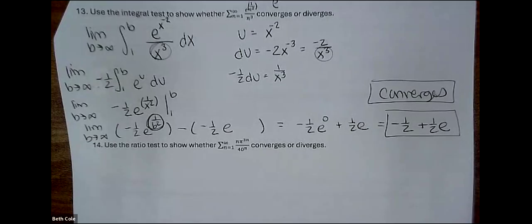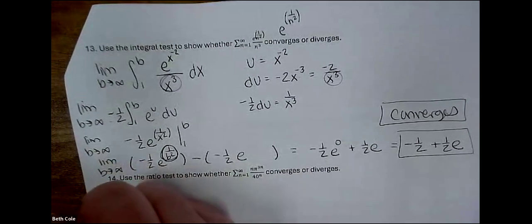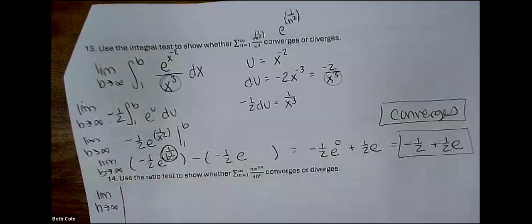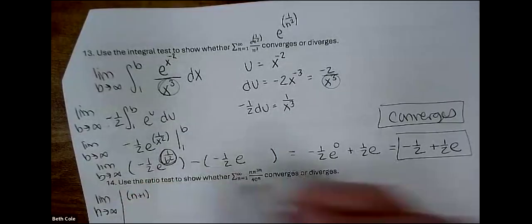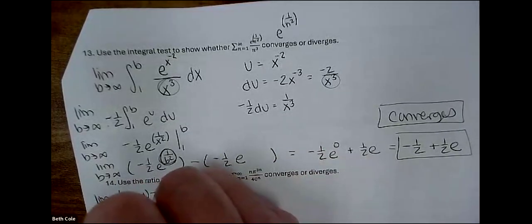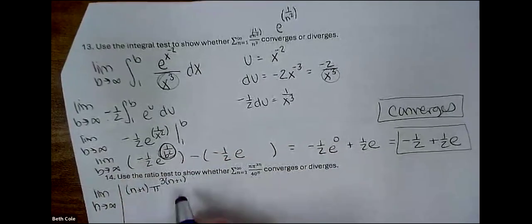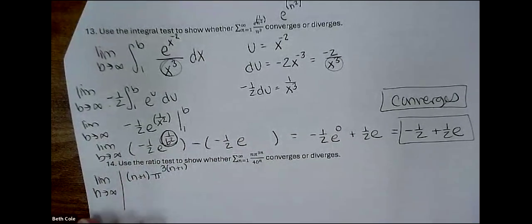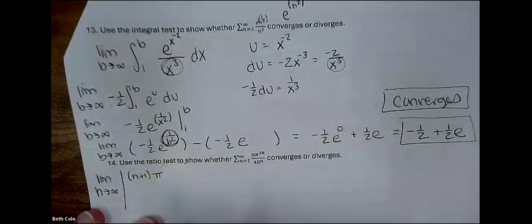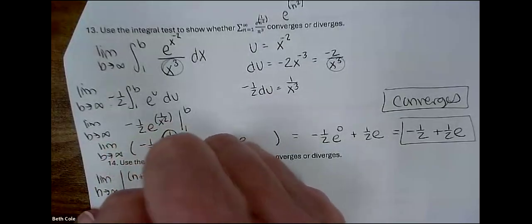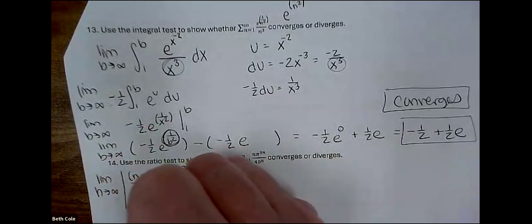All right, use the ratio test to show whether this series converges or diverges. So we're going to do limit as n goes to infinity. We're going to plug n plus 1 in here. So n plus 1, and then pi to the power 3n plus 1. I'm actually going to go ahead and distribute that 3. So that'll be 3n plus 3.